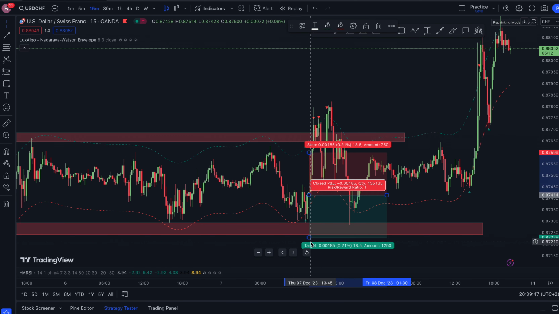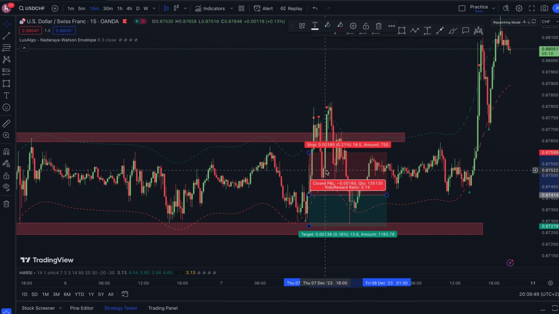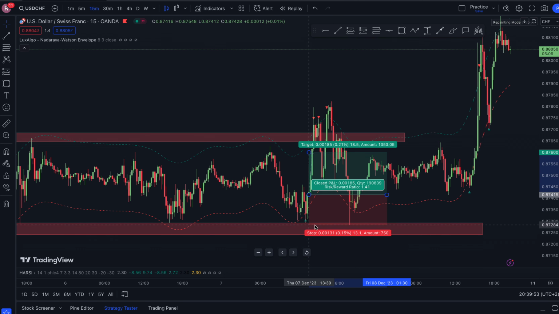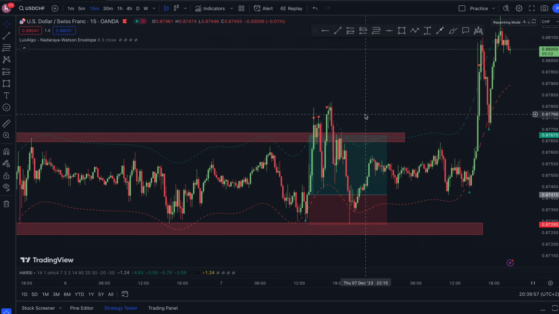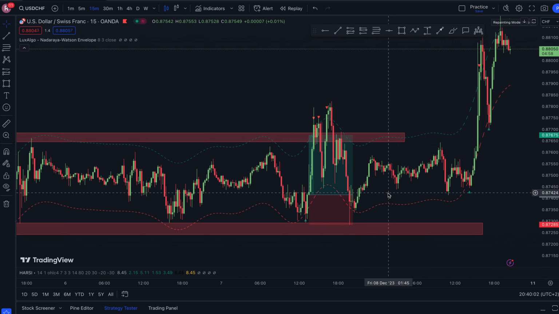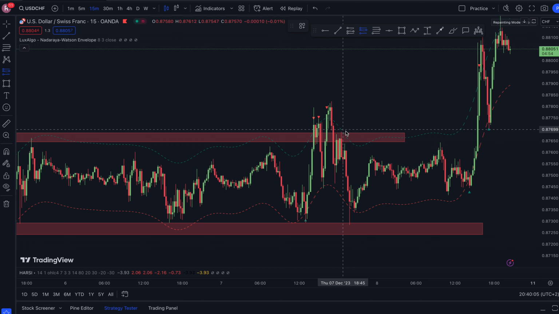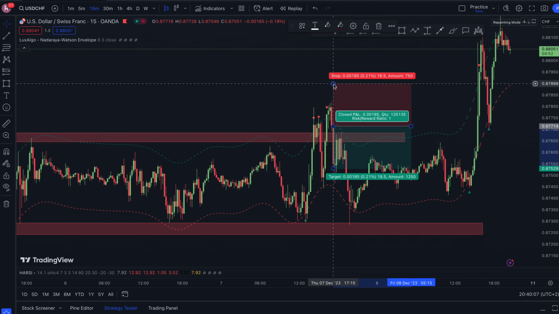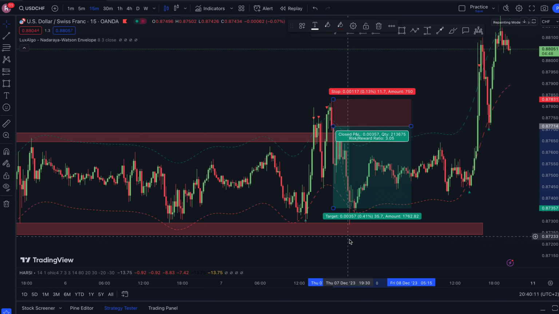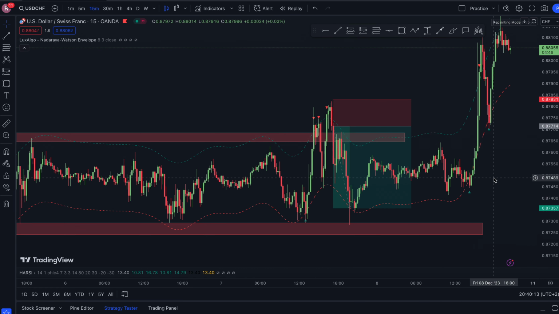You can see there, that was a good 1 to 2. Yeah, that was a good 1 to 2, and you could see that there was a sell here as well. That was a 1 to 3 from this support and resistance zone, right?